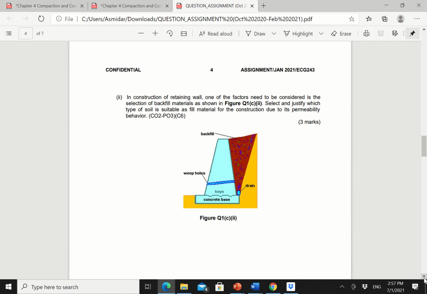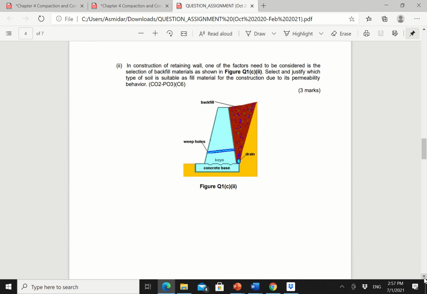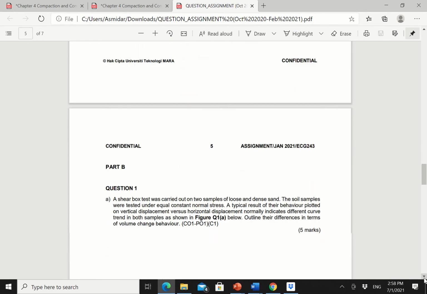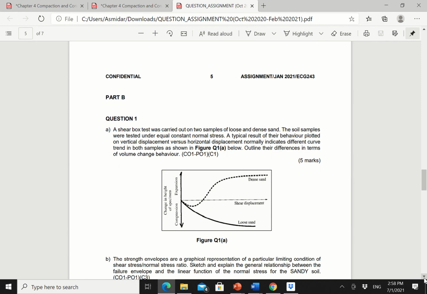In construction of a retaining wall, one of the factors to be considered is the selection of backfill material, as shown in the figure. Select and justify which type of soil is suitable as fill material for the construction due to its permeability. You need to give the best material to be put at the back of the reinforced concrete or retaining wall, and you must state the reason why you choose that kind of material. So that is part A, and this is part B.